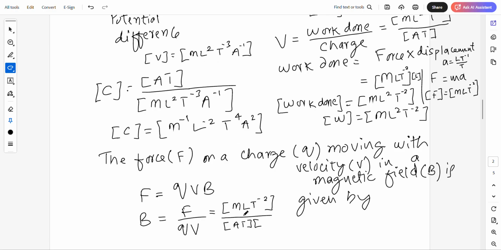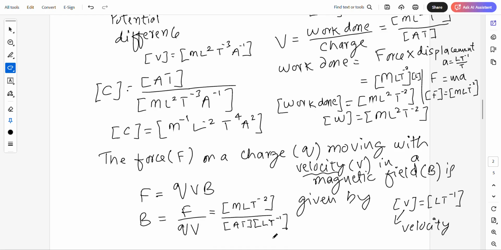Correct? No, this is not V, the potential difference. V is velocity here. Do not substitute this V here. What is velocity? Velocity is distance by time, so the dimensions of V is L T to the power of minus 1. This is velocity, not the potential difference or voltage.